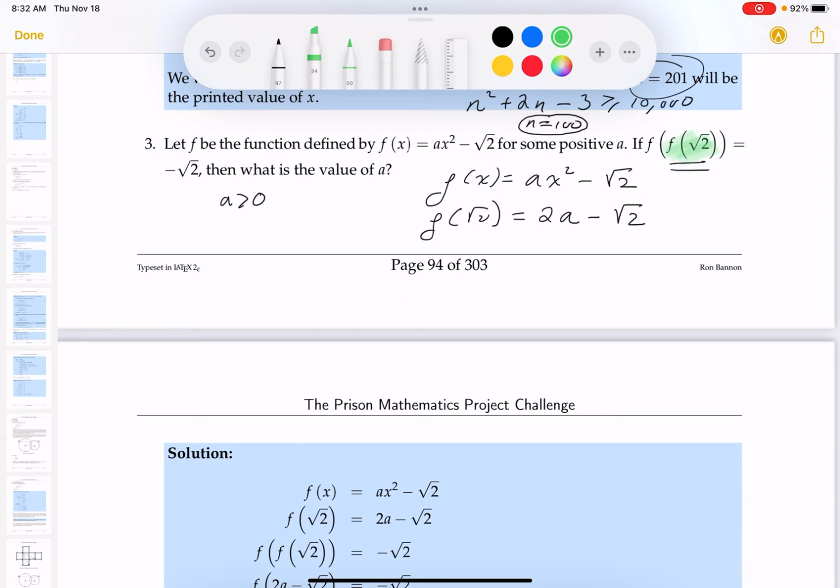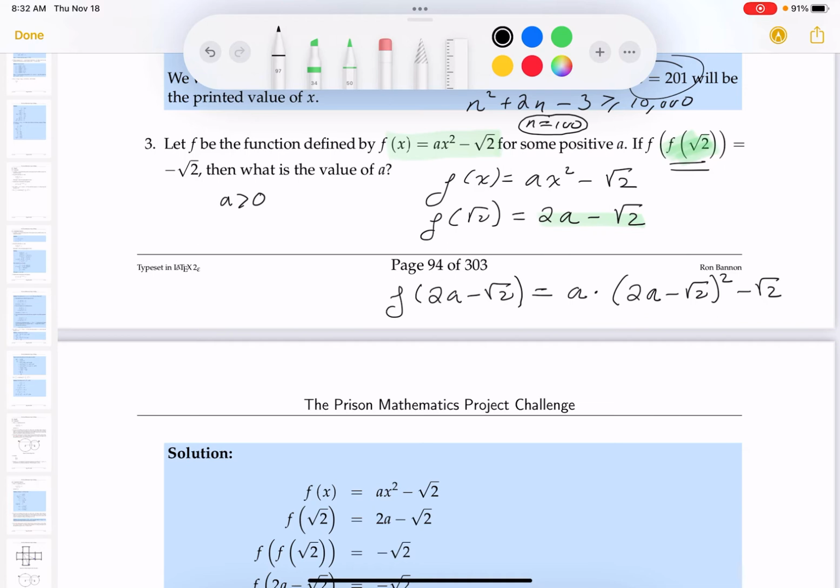Now what I have to do, I have to do f of this number. And let me write that down for you. F of this number. Well, I'm going to look at it, and I want to remind you this is what f is. So this is what f is. So I'm going to write down what it does. What does it do? It does a times that number squared, and then minus root 2.